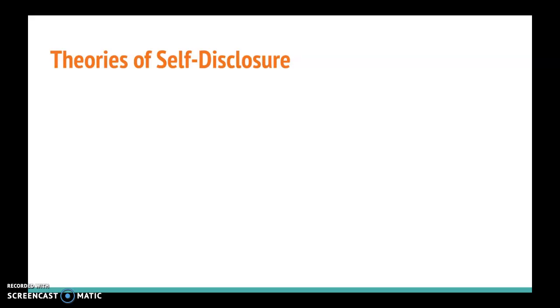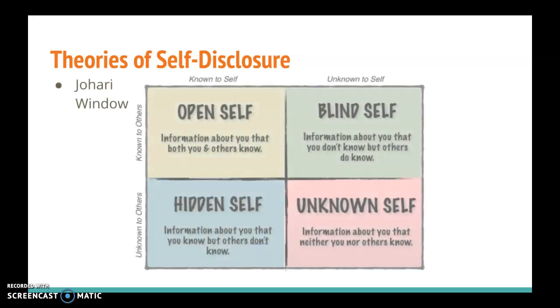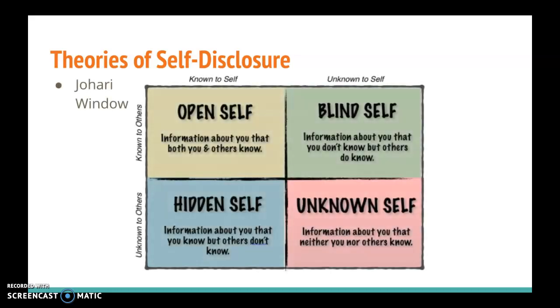The final theory of self-disclosure that we're going to discuss is the Johari Window. And the Johari Window helps us to understand what parts of ourselves are open, hidden, blind, or unknown. And as you can see from the chart here, there are two axes that this information exists on. The x-axis is the information that we know about ourselves, or the information that we don't know about ourselves. And the y-axis, or the vertical axis, is information that others know or don't know about us.